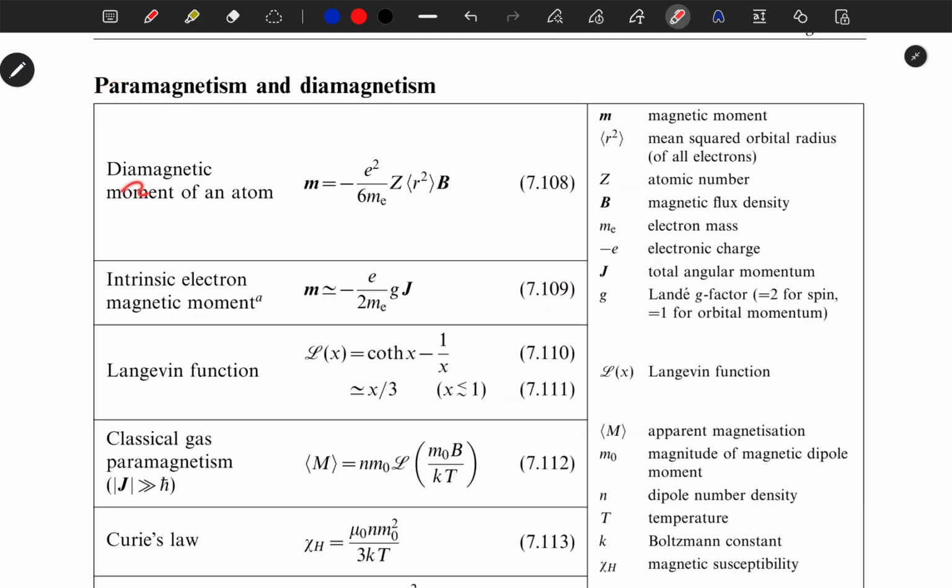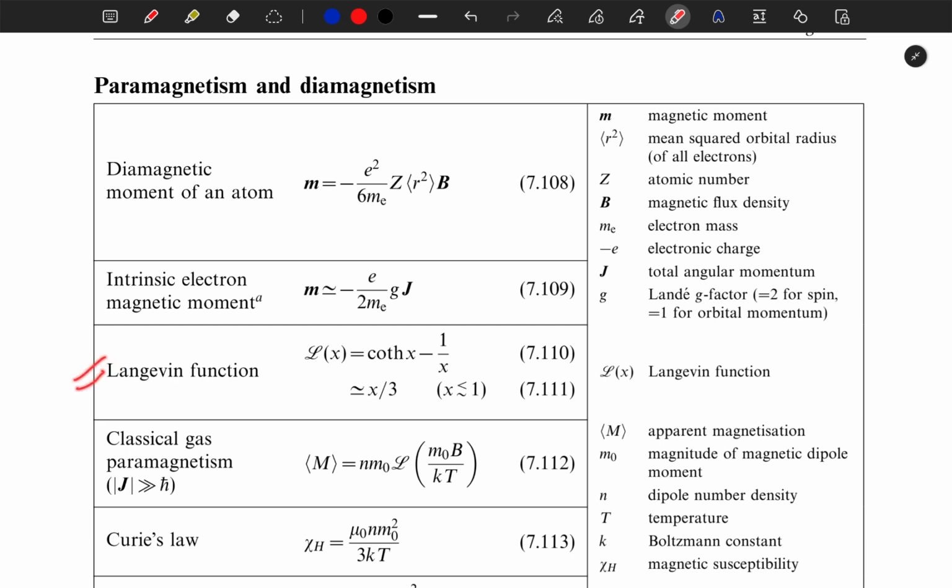Paramagnetism and diamagnetism. Diamagnetic moment of an atom m equal to minus e square by 4m times Z times average of r square times B. B is the magnetic flux density. Intrinsic electron magnetic moment m equal to minus e by 2m g times J. G is the Landé factor, that is equal to 1 for orbital momentum.